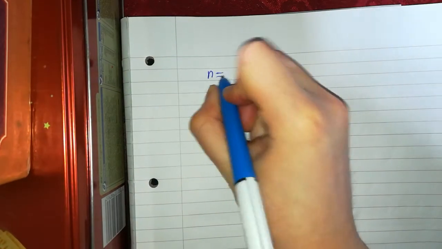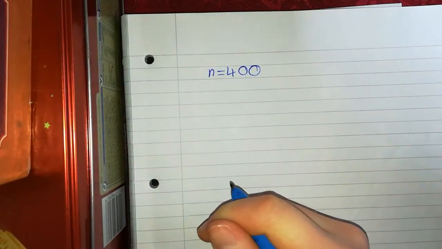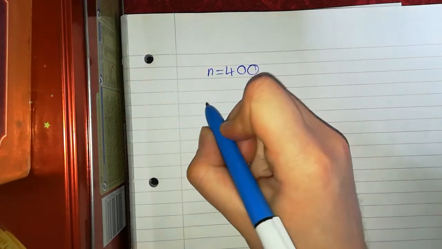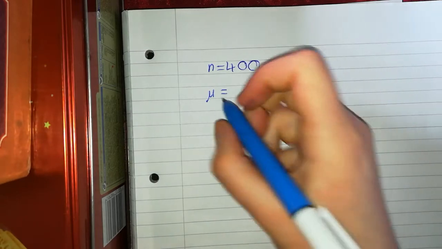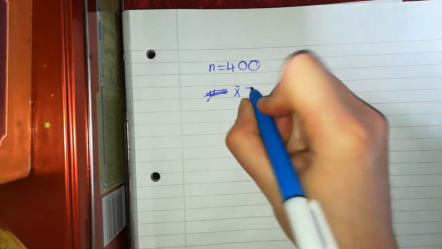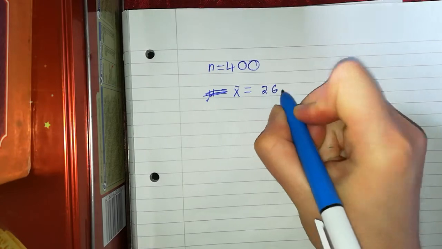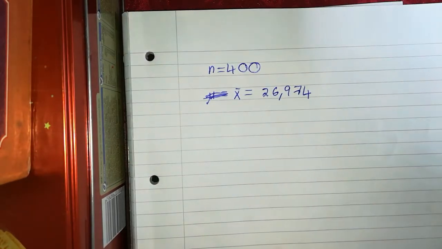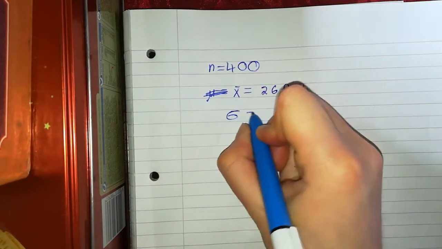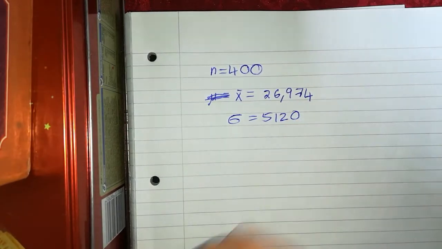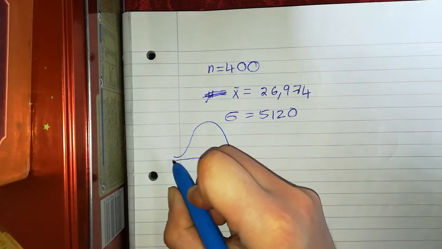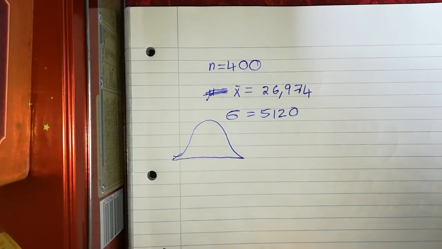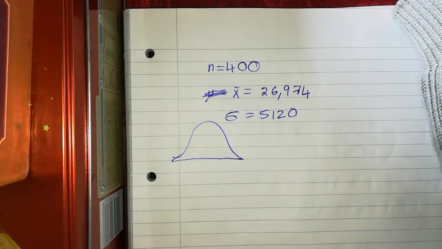The Research Institute surveyed 400 full-time farmers, so n is equal to 400, from all the full-time farmers in the country, and found the mean income for this sample, x, was 26,974, and the standard deviation was 5,120. Assuming that the farm income is normally distributed, meaning it follows a normal curve, create a 95% confidence interval for the mean of all full-time farmers.